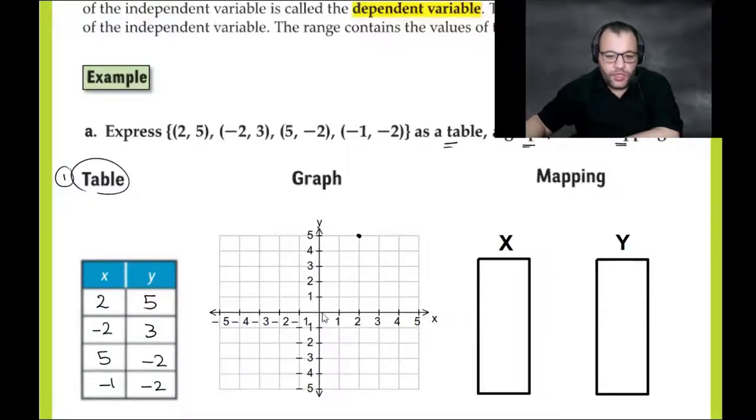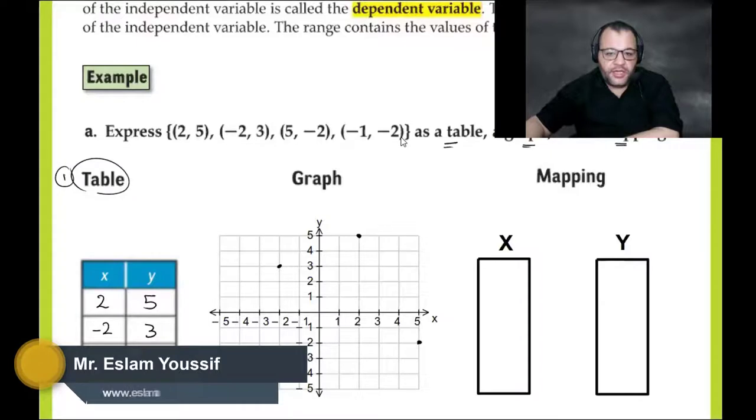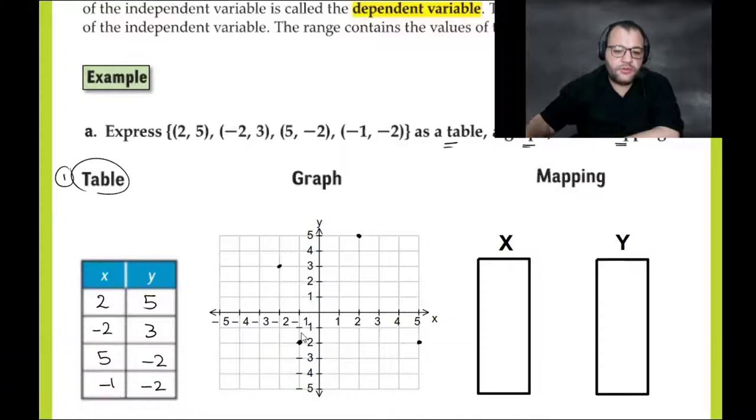Negative 2 and 3: we are going to the left 2 and going up 3. 5 and negative 2: it means we are going to the right 5, then going down 2. Then negative 1 and negative 2: we are going to the left, then going down. So those are the 4 points that we have by using the graph on the coordinate plane.